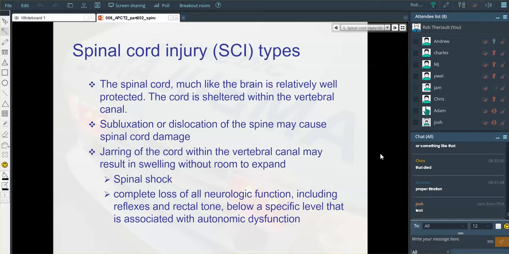Neurogenic shock is the result of a complete cord transection and loss of vasomotor tone. Right? We see that in high T-spine and C-spine injuries, not in lower injuries, and not in cases where there's swelling in the vertebral canal. So, with a complete cord transection, or even with spinal shock, it might lead eventually to complete loss of neurogenic function, including reflexes and rectal tone, below the specific level that's associated with that cord injury.